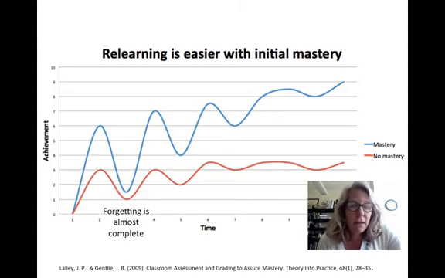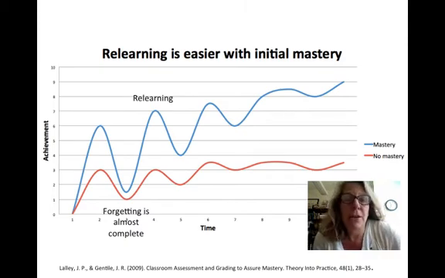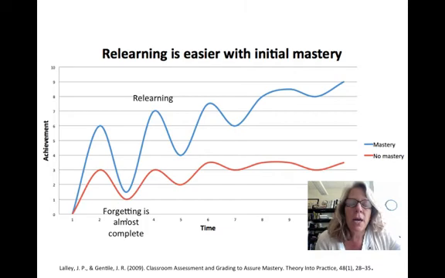This is based on some experimentation that they cite in their paper. What happens is over time, people can relearn much quicker, much better. Relearning is much better if you have an initial mastery, and in fact, you'll learn it deeper. That's really the idea, that if you require mastery at the beginning, then relearning becomes easier. And then over time, the achievement is higher for those who have had mastery.